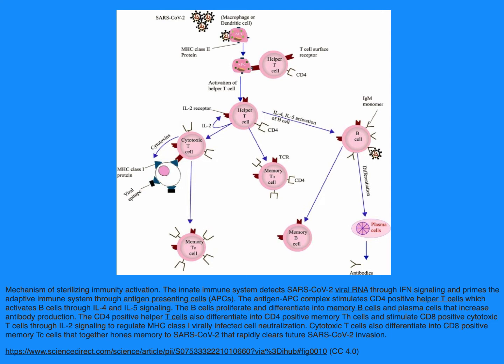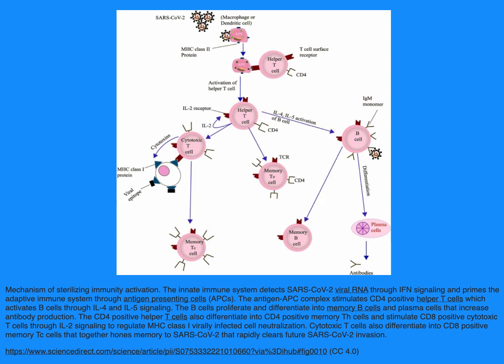Mechanism of sterilizing immunity activation. The innate immune system detects SARS-CoV-2 viral RNA through interferon signaling and primes the adaptive immune system through antigen-presenting cells, APCs. The antigen-APC complex stimulates CD4 positive helper T cells, which activate B cells through interleukin 4 and interleukin 5 signaling. The B cells proliferate and differentiate into memory B cells and plasma cells that increase antibody production.